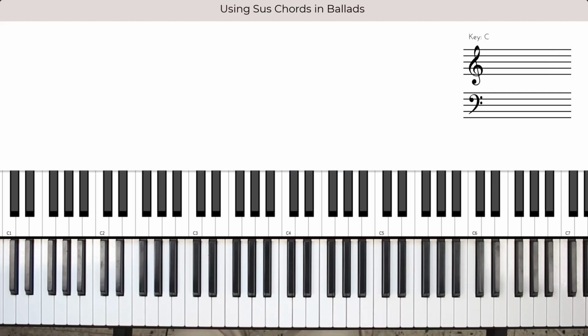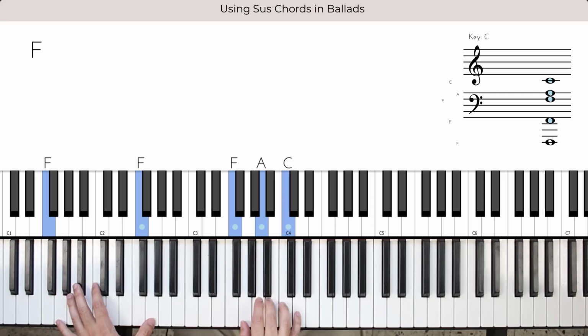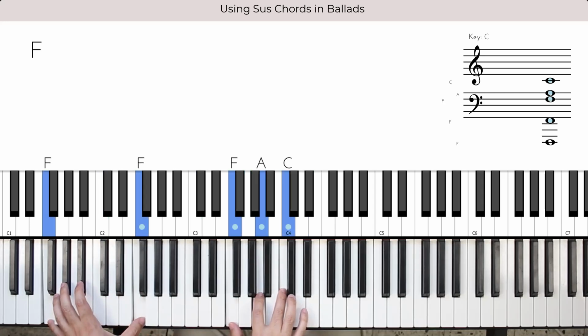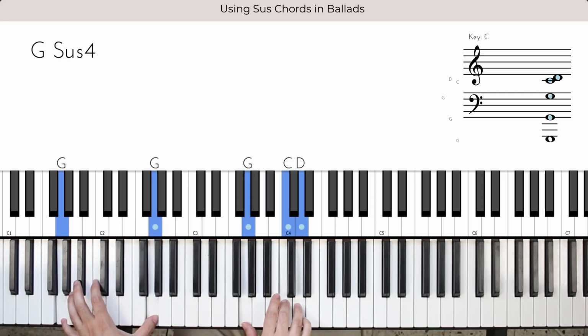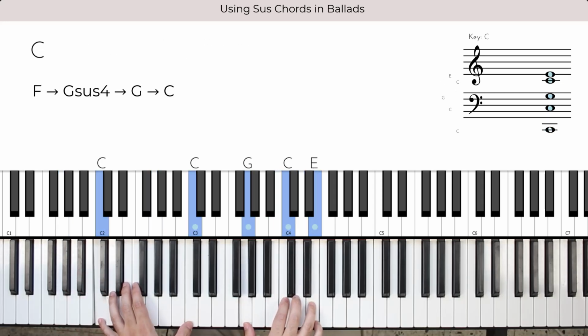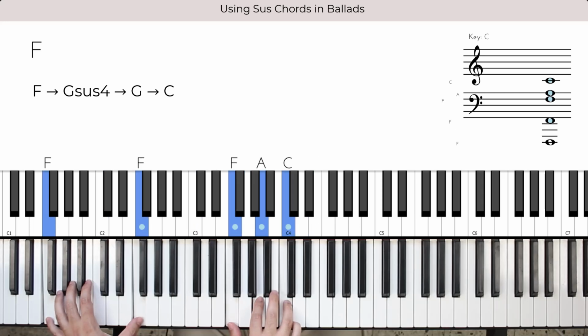In a more modern context, what we can do is we can insert a sus4 or a sus2 chord before any major or minor chord that we have in our progression. For example, if we have an F major to a G major to a C major, we can do then an F major to a G sus4 to a G major to a C major.